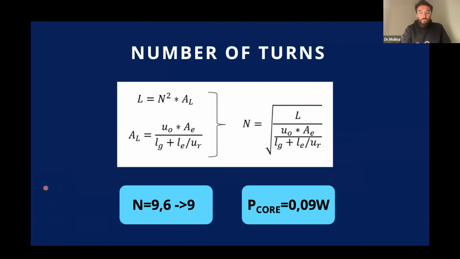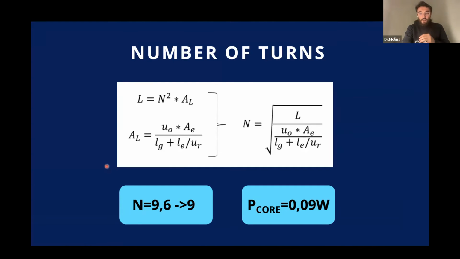Now with this selection, we have to calculate the number of turns. There is no rocket science here. You just have to take this equation and get the number of turns. As you can see, we choose the lower value, because since the losses in the core are very low, we can reduce one turn, which may mean a lot of savings in terms of winding losses, and the value of the gap will probably be very similar.